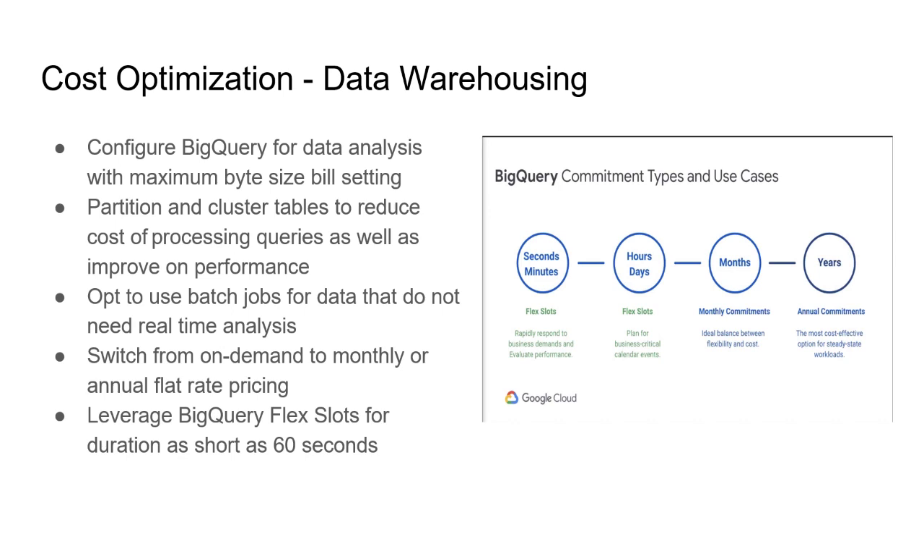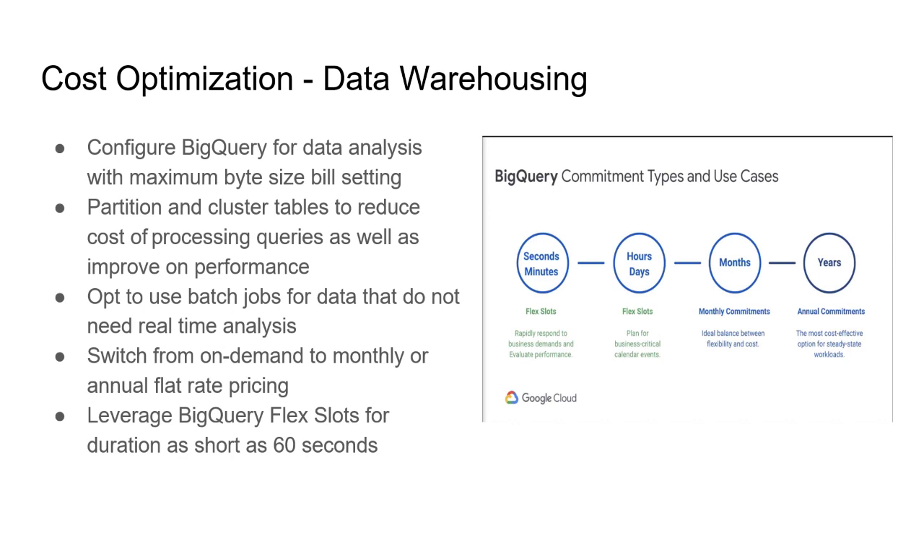Another option to look for is partitioning and clustering tables wherever possible. That can reduce the cost of processing queries as well as improve performance. Also, we should look for batch loading jobs instead of real-time streaming wherever you are not looking to get the data analyzed in real time.